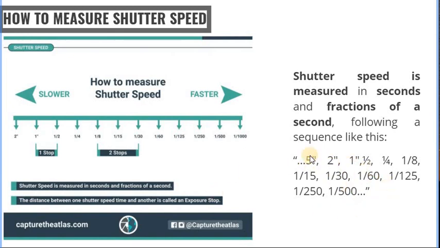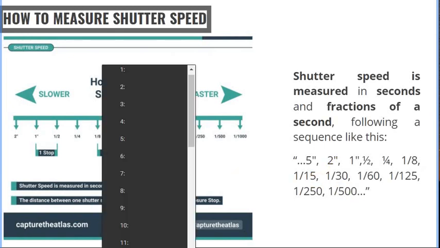Ano ang pinakamatagal diyan, or yung slower shutter speed? 5 or ito? 1 over 500. Yung 5 po. 5. Okay. Dali lang, di ba?